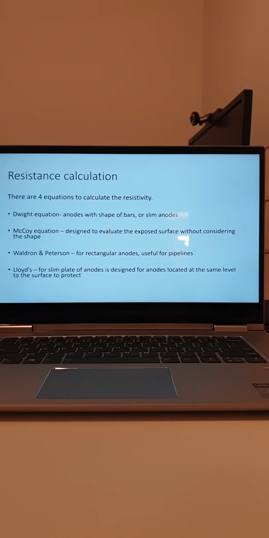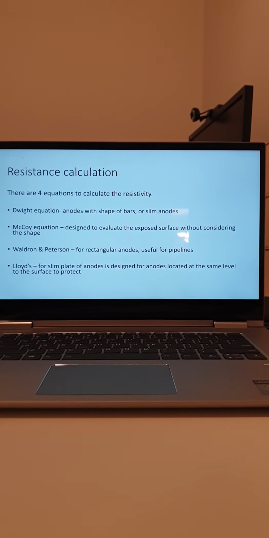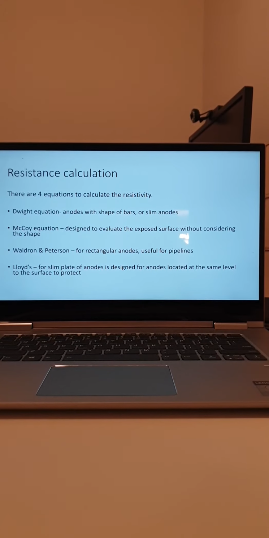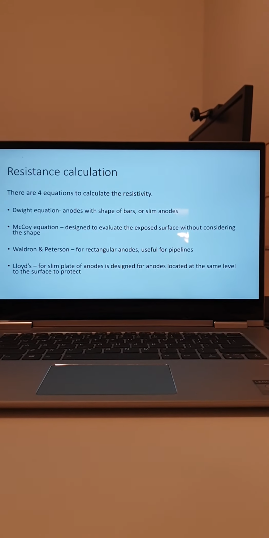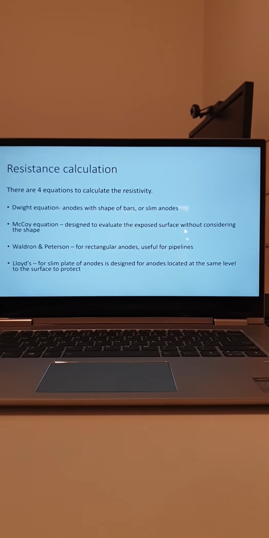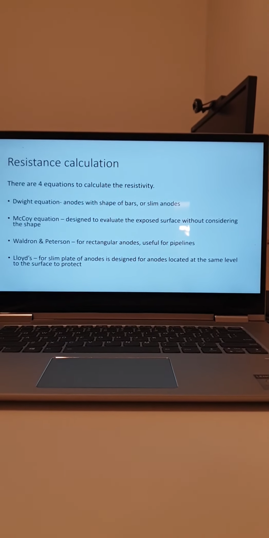And then we have the Peterson equation, or Waldron and Peterson, that is very similar to the McCoy equation, but the results differ. And at the end we have Lloyd's. Lloyd's equation is a simplification of the Dwight equation.